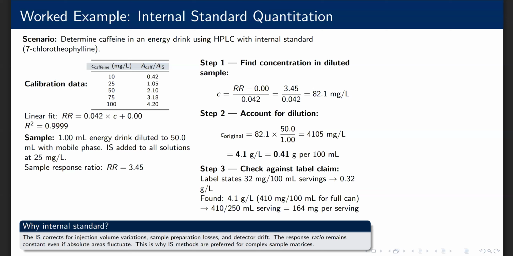The block at the bottom explains why internal standard methods are preferred for complex matrices. The internal standard experiences the same losses and variations as the analyte, so the ratio self-corrects.